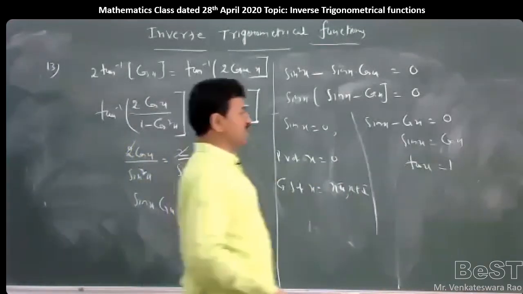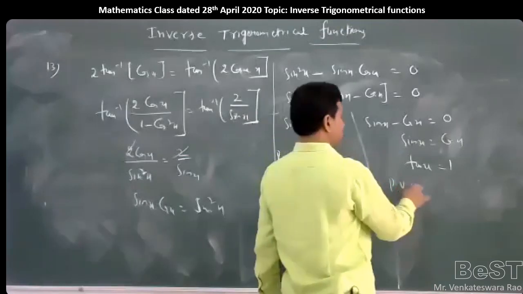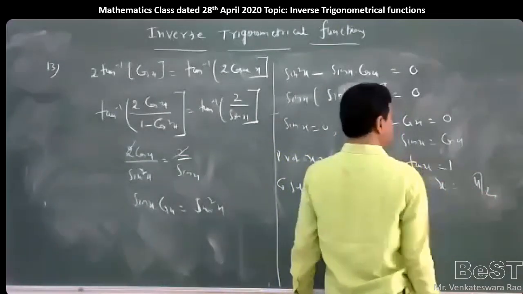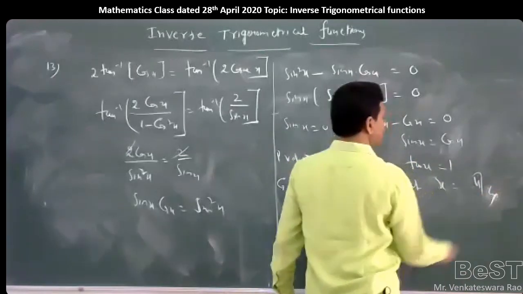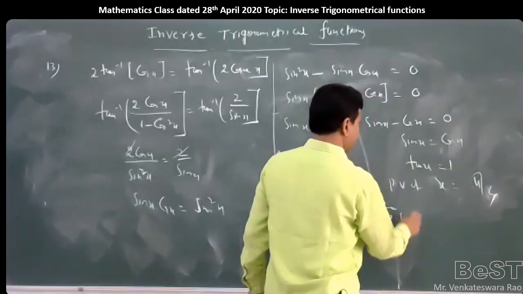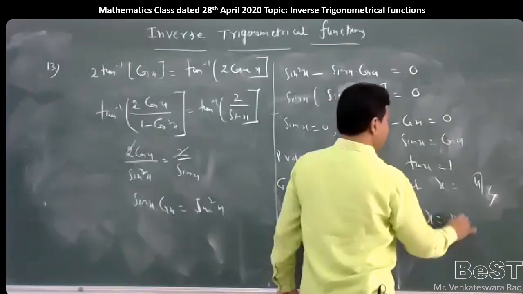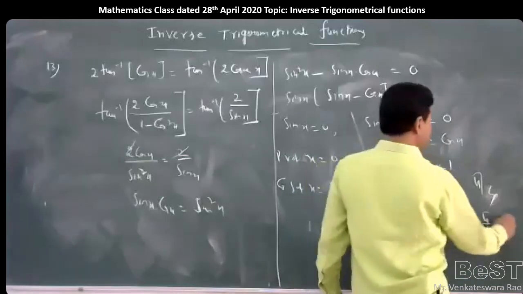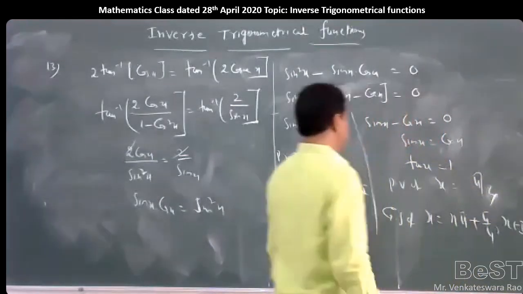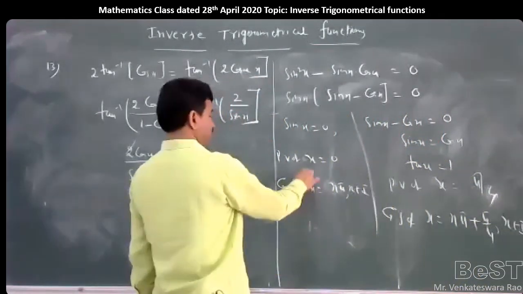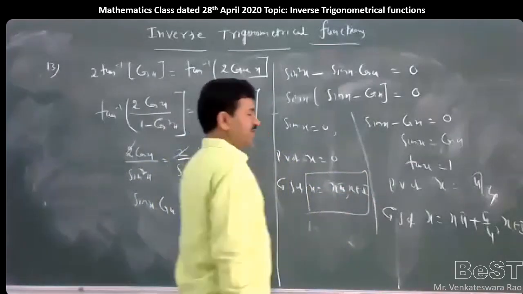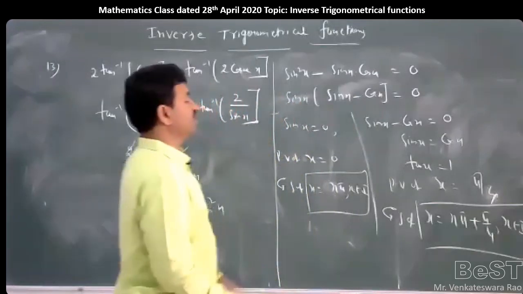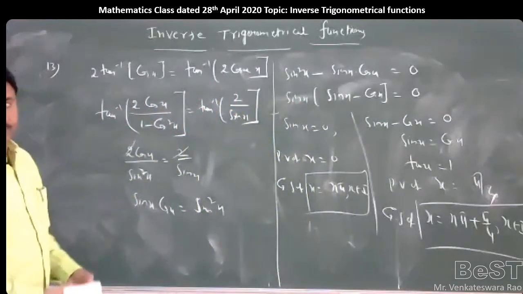Tan x is equal to 1. Principal value of x is equal to pi by 4. General solution of x is equal to n pi plus pi by 4, the n pi plus alpha formula, where n belongs to I. So these are the answers. One is x is equal to n pi where n belongs to I. Another one is x is equal to n pi plus pi by 4 where n belongs to I.